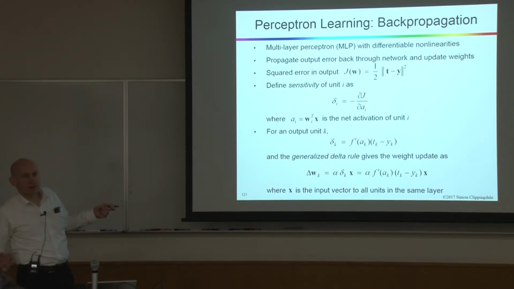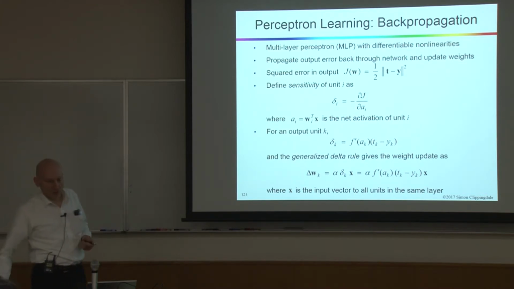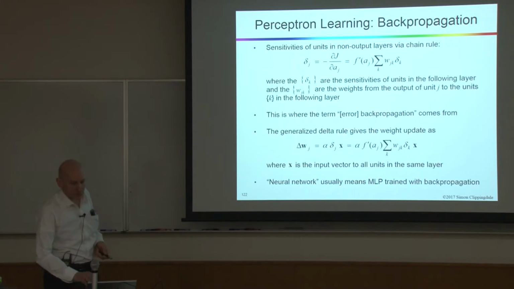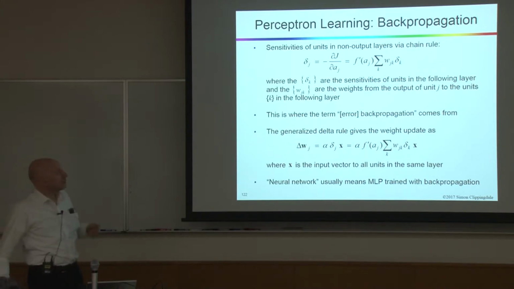This is for all weights of the kth unit in this layer. It is alpha times delta k, which is the sensitivity of the kth unit, times the input vector x. That looks like this if you're talking about a unit in the output layer. So x here is the input vector to all units in the same layer. All units in the same layer have the same input vector. So that was the output layer.